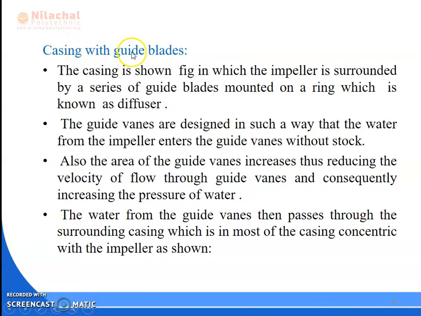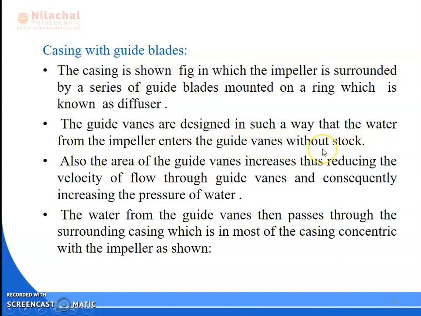Then we will discuss casing with guide vane. That means the casing is also attached with guide vanes. Okay. Before that, these are two casings, volute and vortex. There are no guide vanes, only the casing is there. But here there are guide blades or vanes, and these guide blades act as a diffuser. Okay.